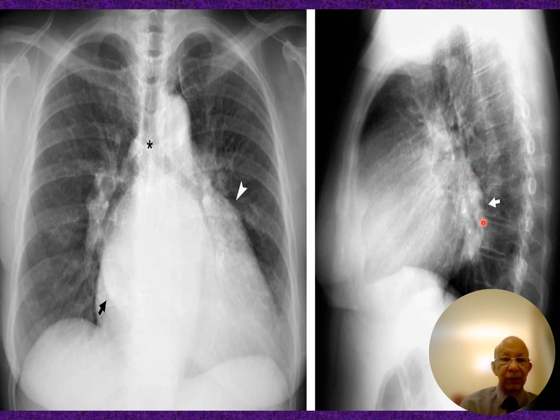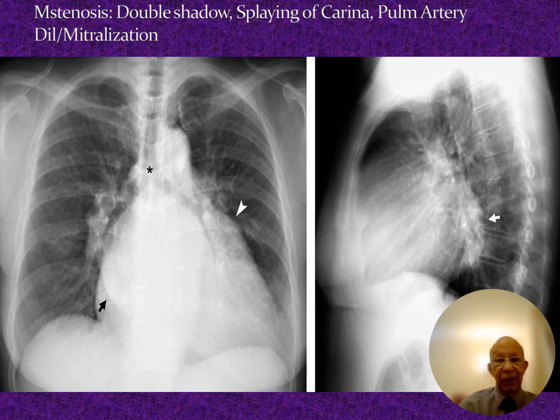Okay, so you can see also that there is a bulge here, what's called the mitralization of the left side of the heart. And this is typical, obviously, of the double shadow of mitral stenosis, which is splaying of the carina, the pulmonary artery dilatation, right, and this is actually the pulmonary artery dilatation and the mitralization of the left heart border.